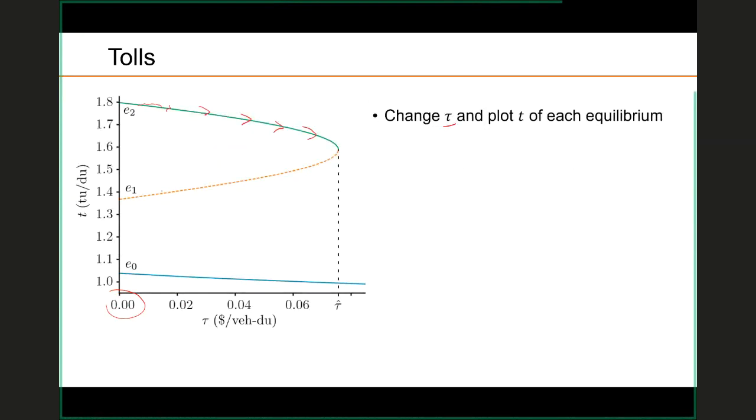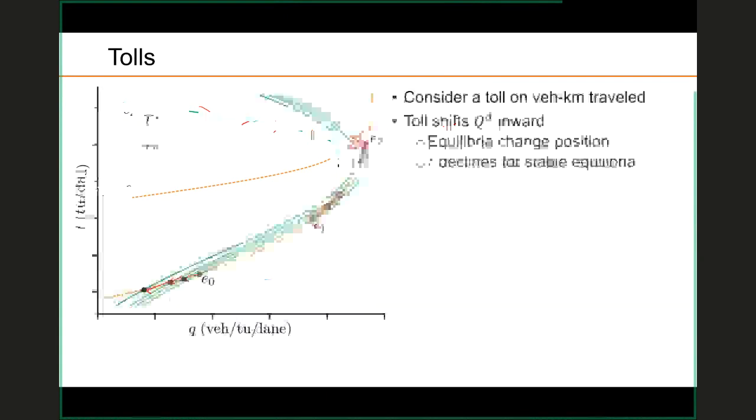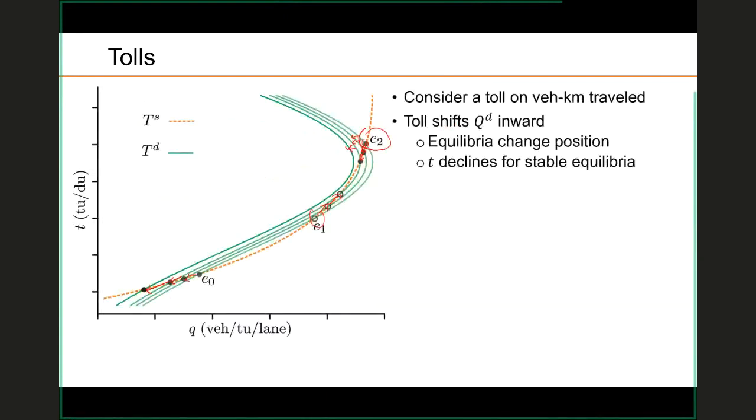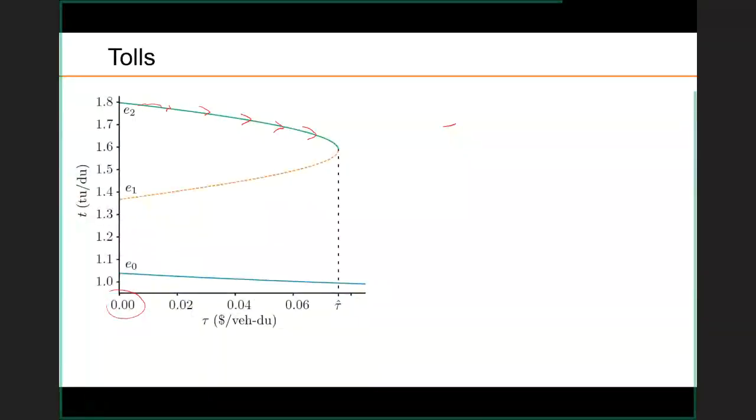What you see is that as they change, E2 and E1 get closer and closer together until a certain point where eventually the demand curve is just going to be perfectly tangent to the supply curve. And for tolls larger than that, they're just not going to intersect up there. So we have this level tau hat here where the higher congested equilibria simply cease to exist and only the low congestion equilibrium exists.